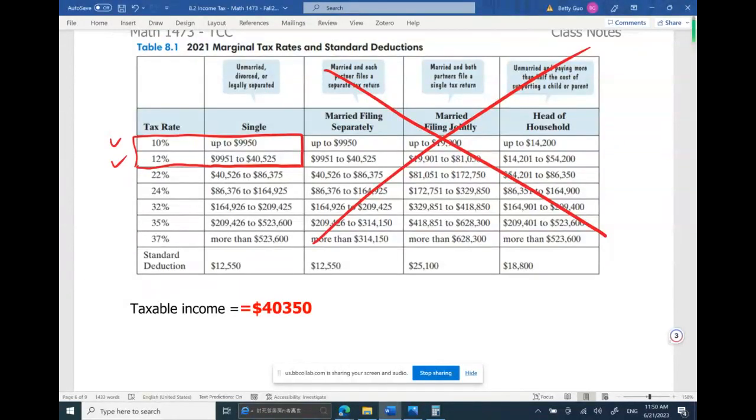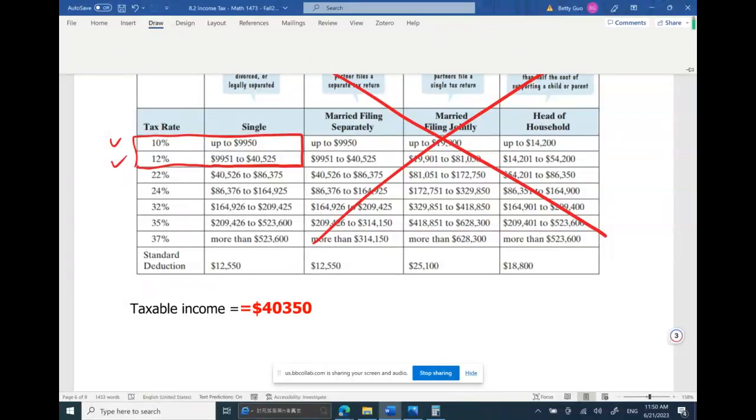Firstly, find the tax bracket the person's taxable income falls in. In this case, it falls in the second bracket, second range. And then let's think about the taxable income, those money in dollars, like $40,350.